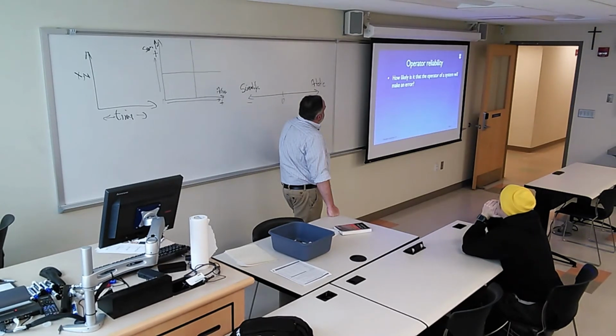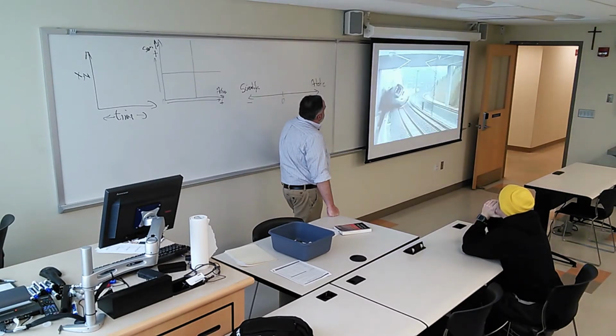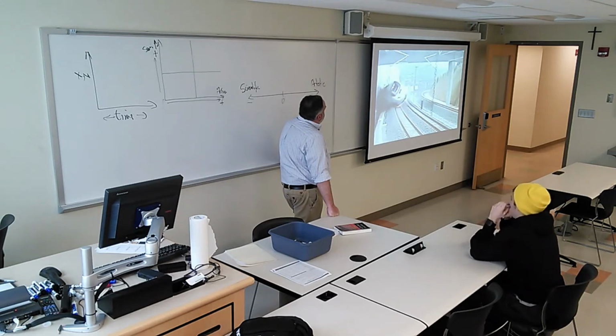And operator reliability. How likely is it that the operator of a system will make some kind of error? And how serious will that error be? This is an example of a very serious operator error where a train driver in Spain took a curve at a much higher speed than he should have done and caused an extremely serious train crash.